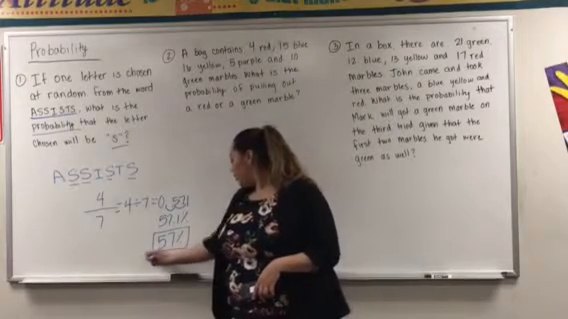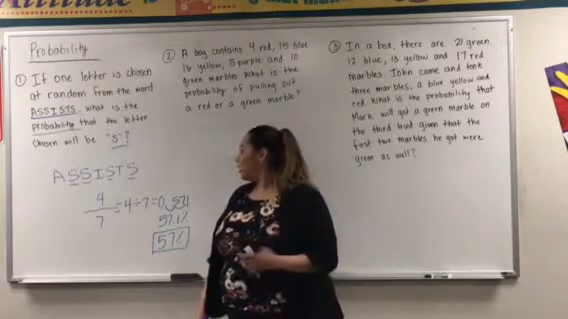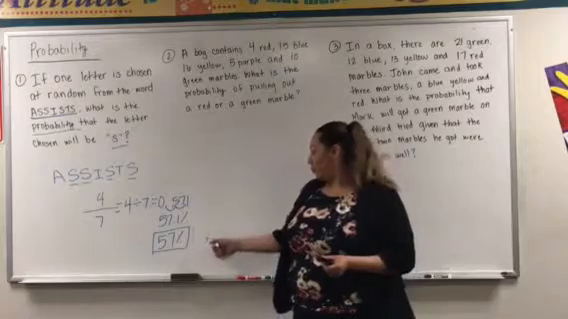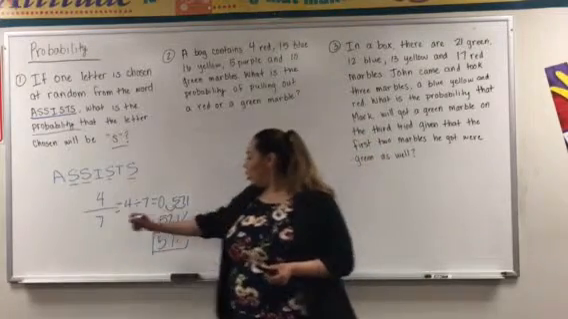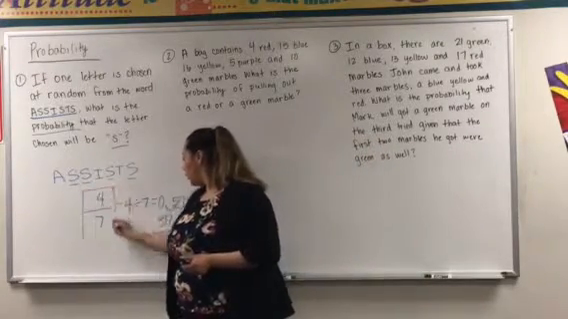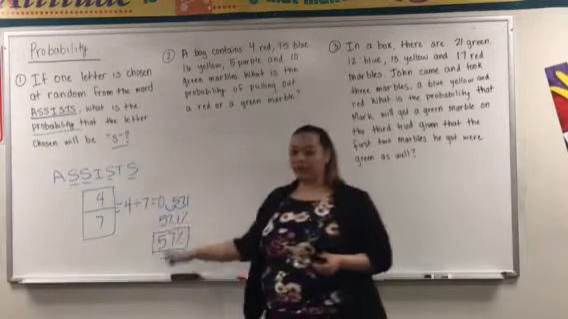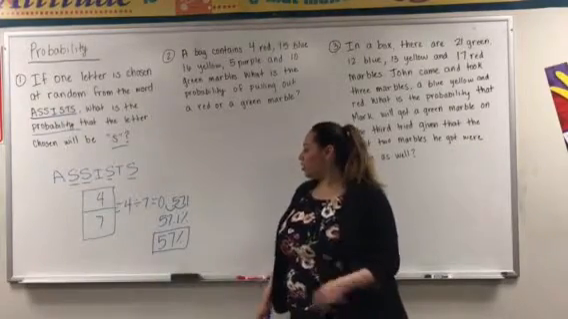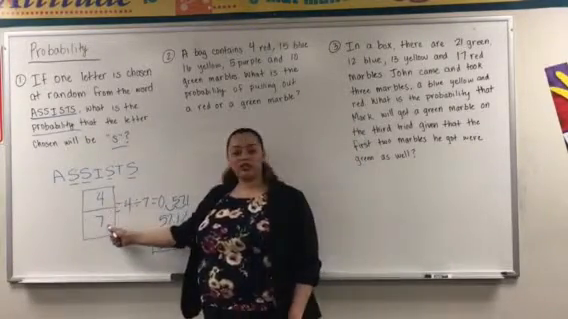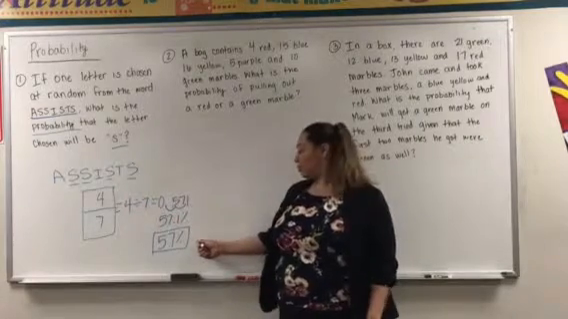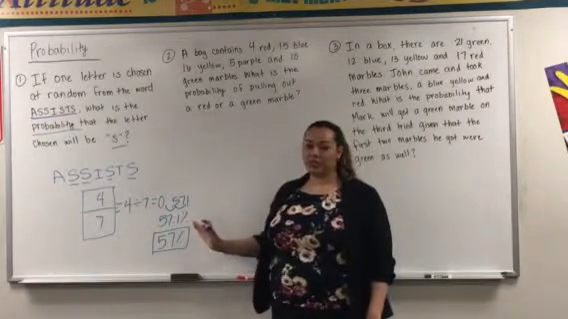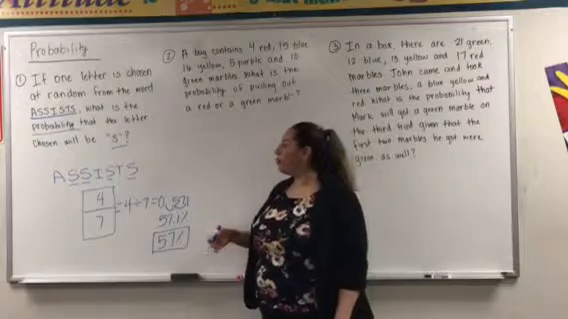The probability of us choosing the letter S from the word assist will be 57%, or 4 out of 7. Both of these are correct. It's just that sometimes your answers will be in fraction, sometimes they're going to be in percent. So it's just put into the calculator to change it from one to the other.